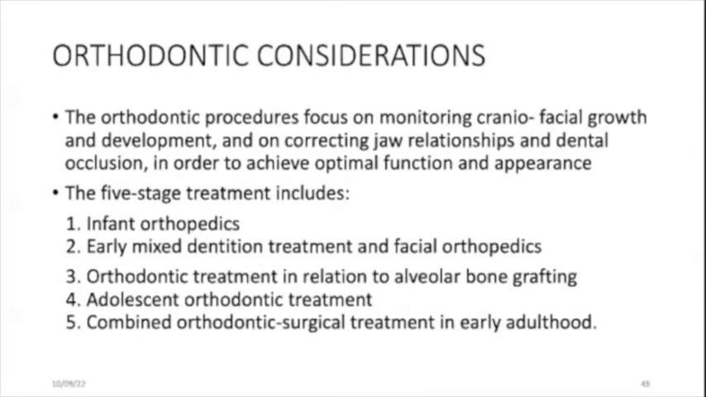Now, coming to the orthodontic considerations, there are 5 stages of treatment: infant orthopedics, early mixed dentition treatment and facial orthopedics, orthodontic treatment in relation to alveolar bone grafting, adolescent orthodontic treatment, and combined orthodontic and surgical treatment in early adulthood.